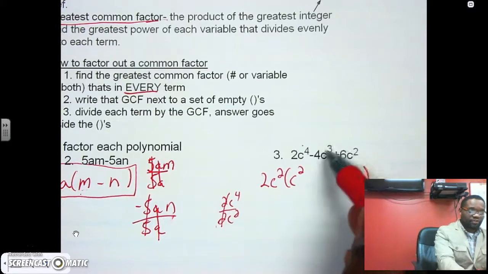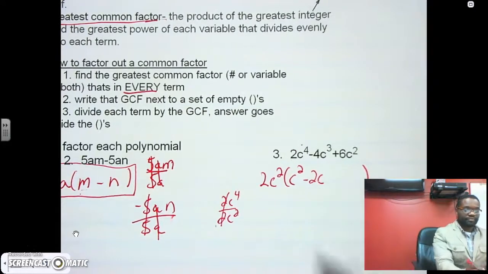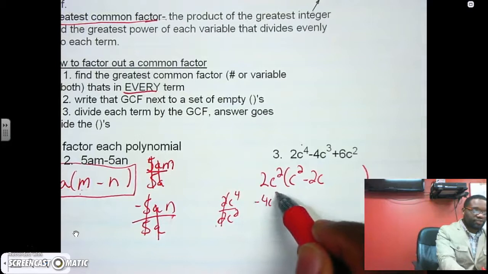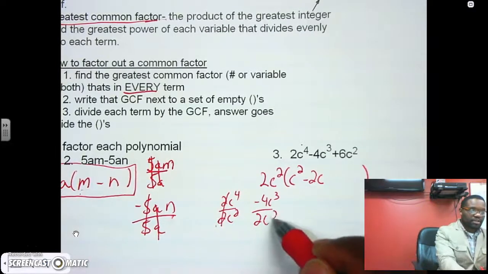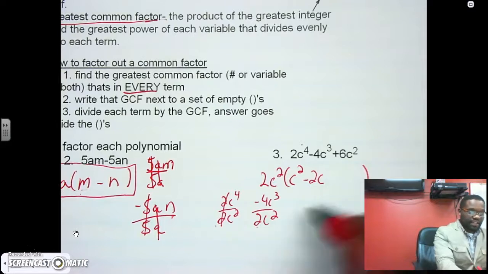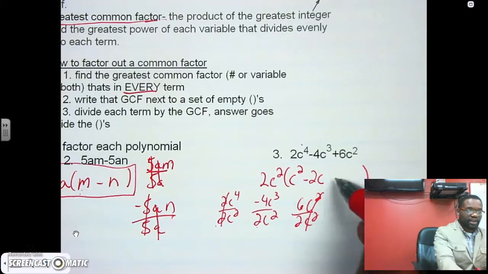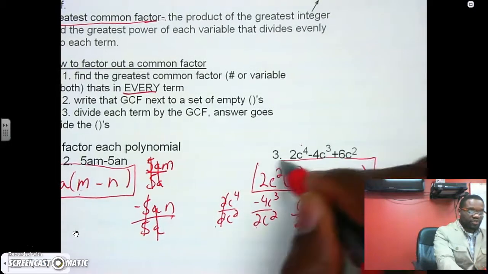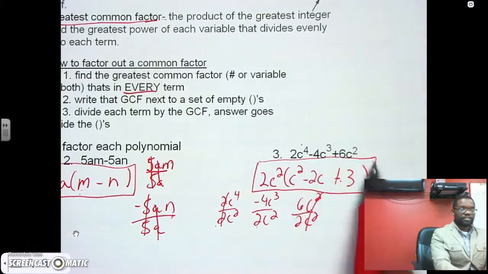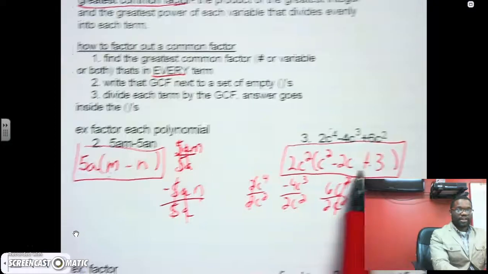If I take negative 4c cubed divided by 2c squared, that's negative 2c. Again, if I show you, which I'm not going to do on all the problems, negative 4 divided by 2 is negative 2. C cubed divided by c squared is just c. And then if I take 6c squared divided by 2c squared, the c squareds cancel out, and all I have left is 3. So these two are the two pieces that multiply together to get this. Or, in other words, this is how to factor using the greatest common factor. All right, let's keep going.